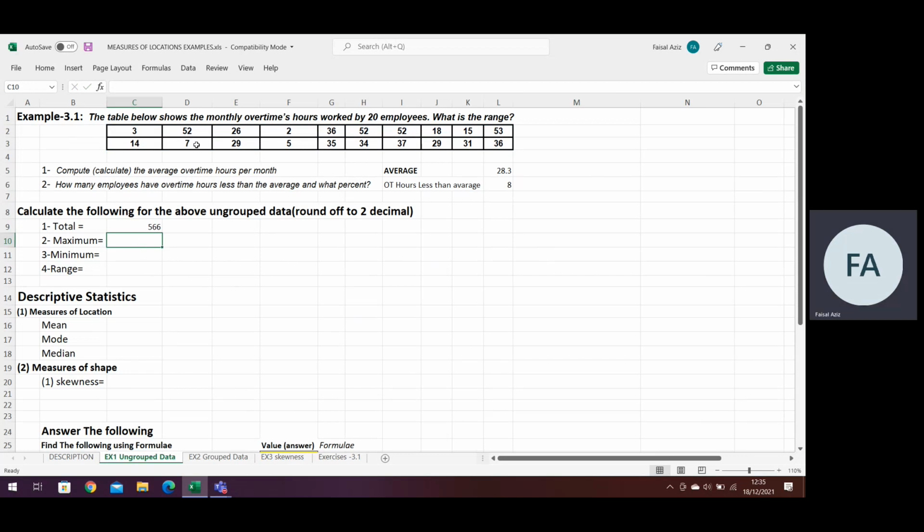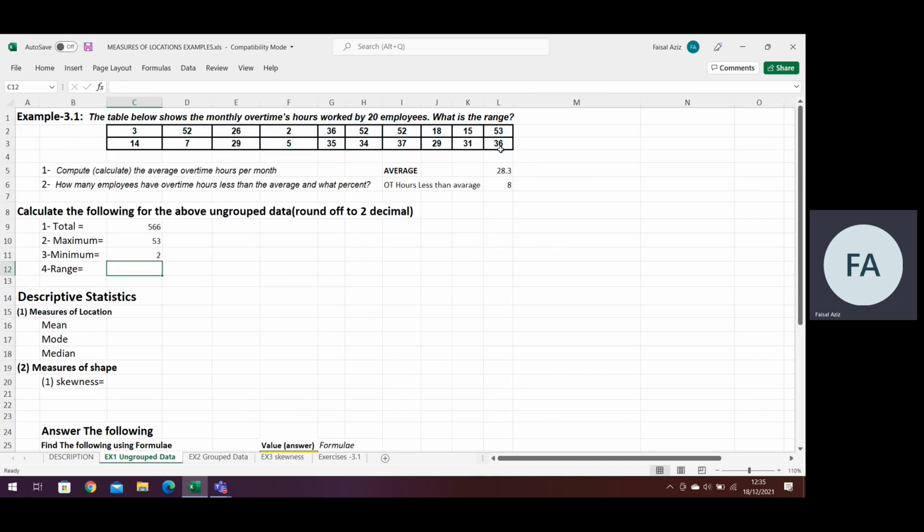Then maximum, which observation is the maximum in the given data set. So we can use a built-in formula called max. You double click on it, select this data, click enter, and you will get the maximum number in the given data set. And then minimum, similarly for minimum, we have min, and select this data again, click enter, and then this will give you 2.